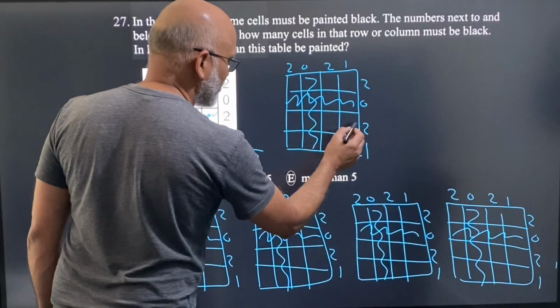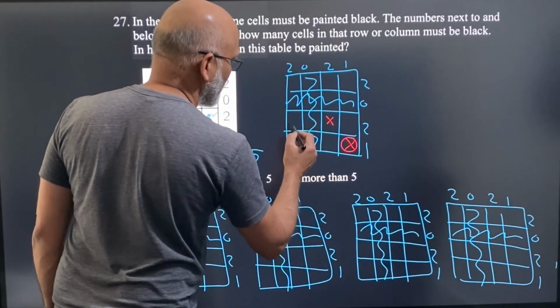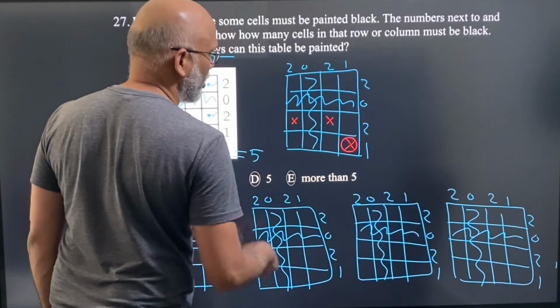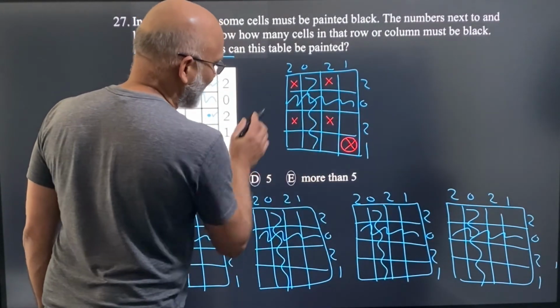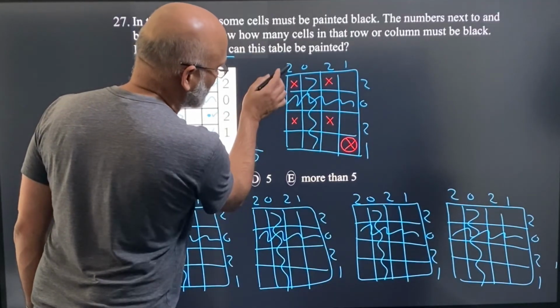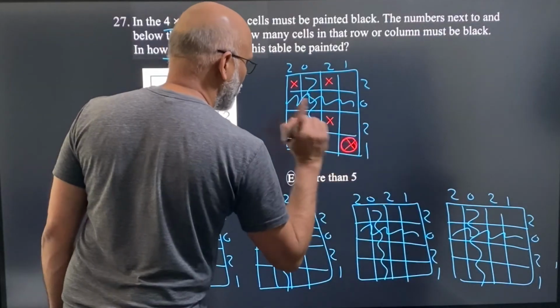Now for me to satisfy here, I cannot put any more here, right? There is already 1. So it must go here, here, here. Those are the only 2 options. Similarly for this 2, it must go here and here. And that also satisfies 2 for this column, 2 for this column. All right. So if I put 1 here, there is only one way.